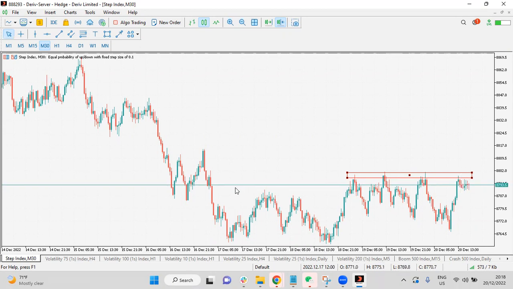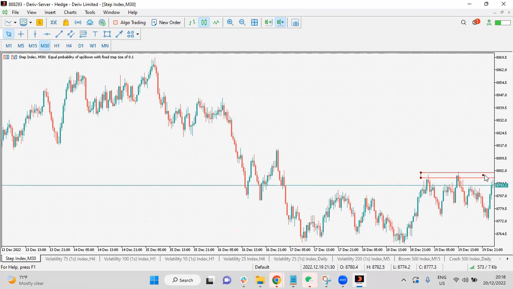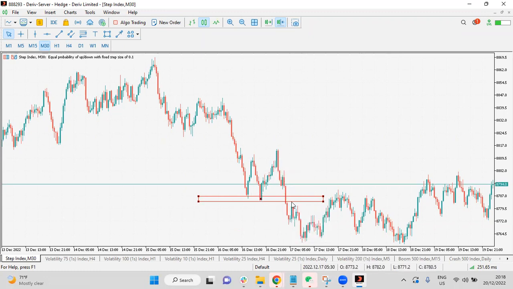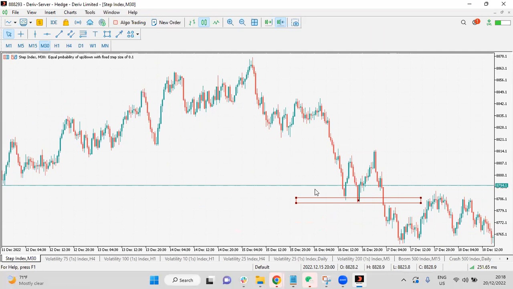Now, let me give an example of a break and retest. Here is a level that was broken. Support, came back, reacted, bought, came back, broke this level, it retested, and then continued. Now, look at every time there is a key level, a previous high or a previous low, you'll find the market reacting.